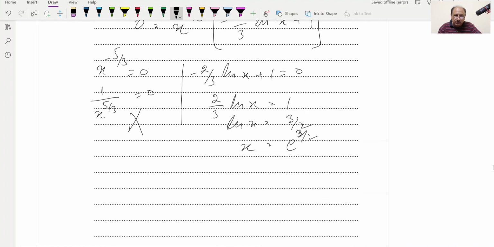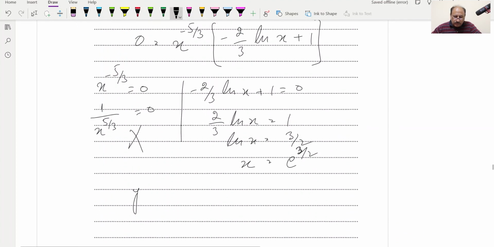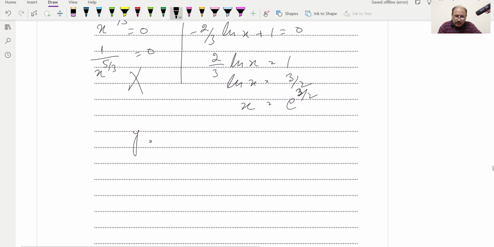Now for y, we have this equation: y is equal to x raised to the power 2 by 3 minus 2 by 3 log x. So y is equal to e raised to the power 3 by 2, raised to the power minus 3 by 2, and log e raised to the power 3 by 2.